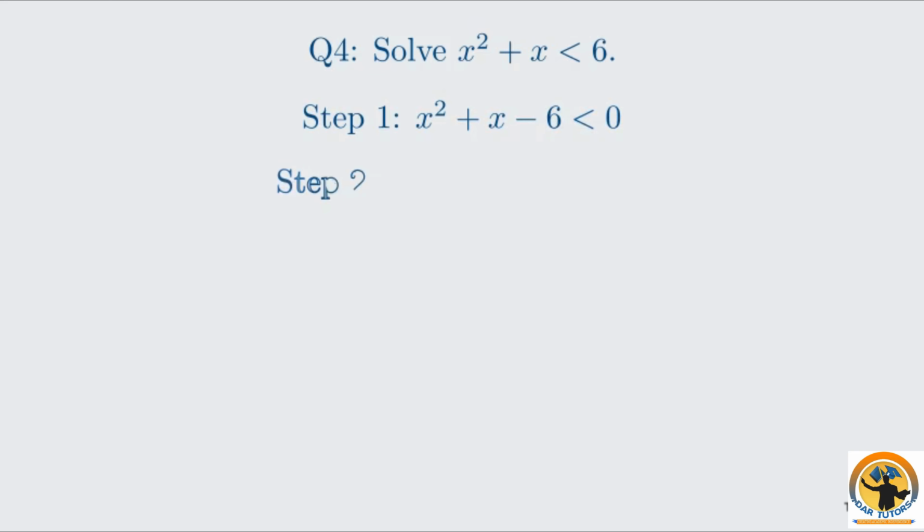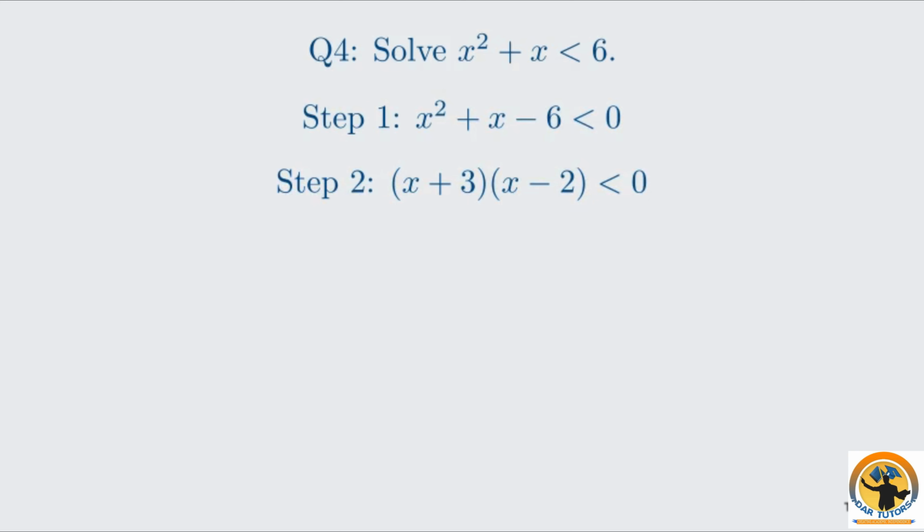Question 4. Solve the inequality x squared plus x is less than 6. Pause here and attempt the problem using a sign diagram. Solution. Step 1. Make the RHS 0 by subtracting. Subtract 6 from both sides to get x squared plus x minus 6 is less than 0. Step 2. Factorize the LHS. The expression factors into (x plus 3) times (x minus 2). So we need to solve (x plus 3) times (x minus 2) is less than 0.